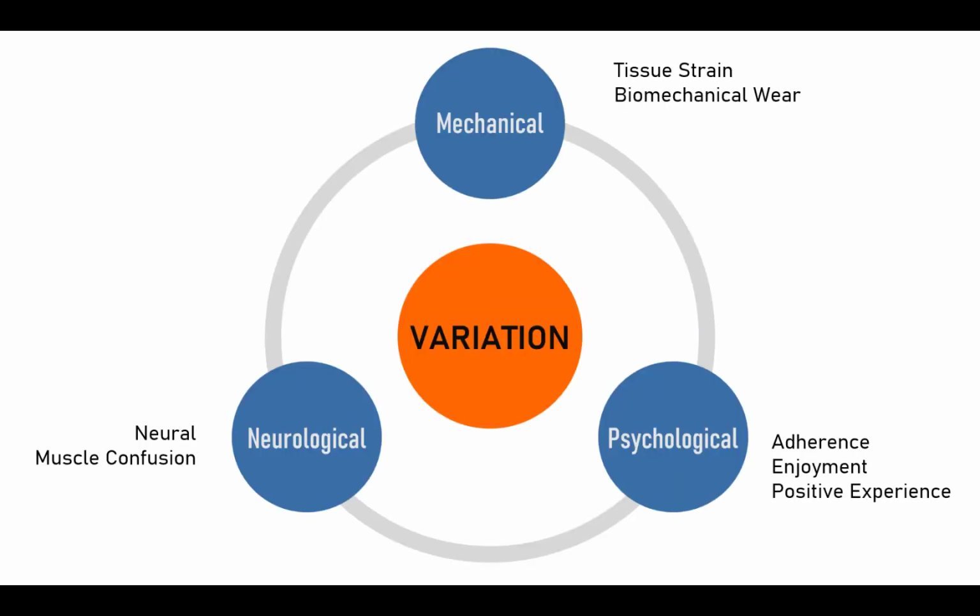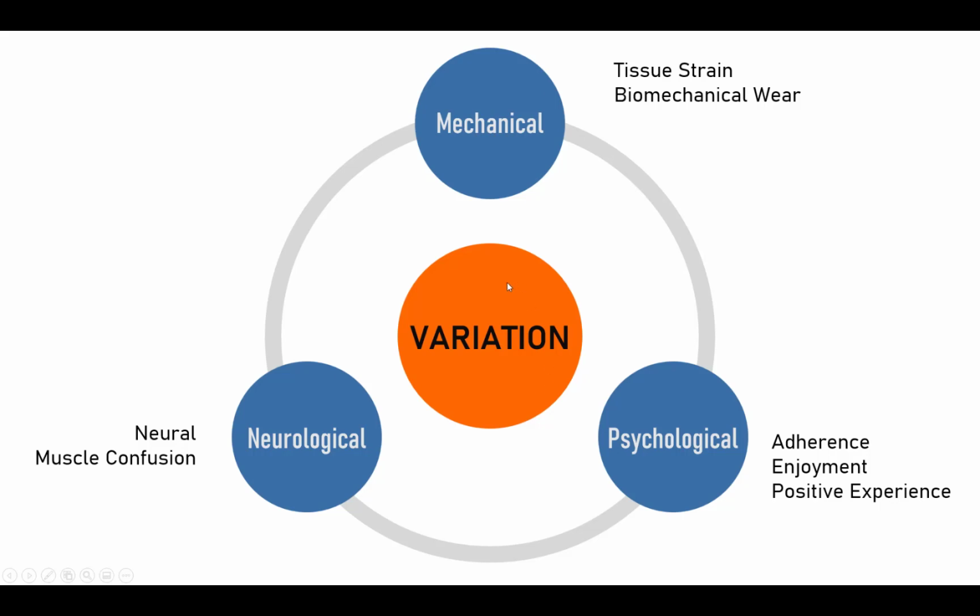Part of progression is this concept of variation. With variation, you have three primary aspects that you're looking at: mechanical variation, neurological variation, and psychological variation. Now, you don't have three things that you're doing. When you vary your workouts by creating built-in variation, so not doing the same thing over and over again, you're hitting all three of these outcomes.